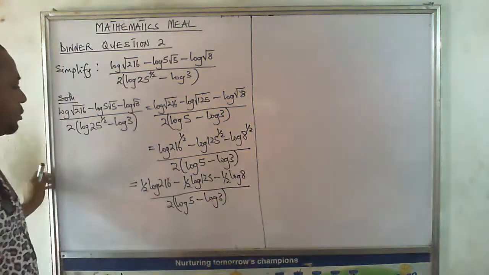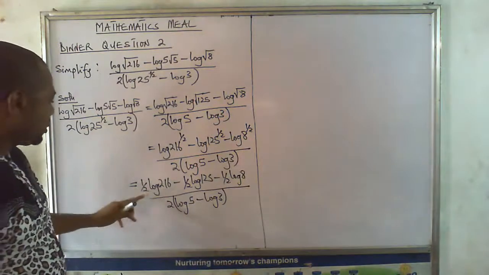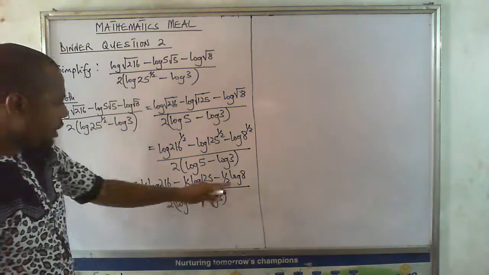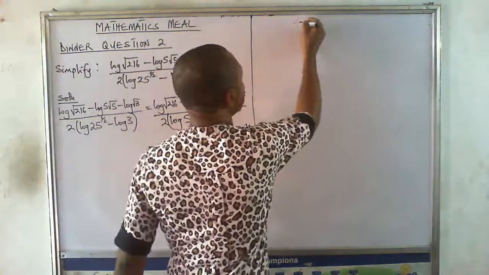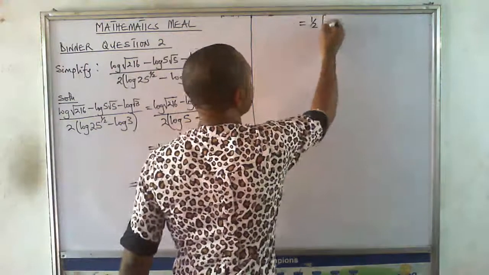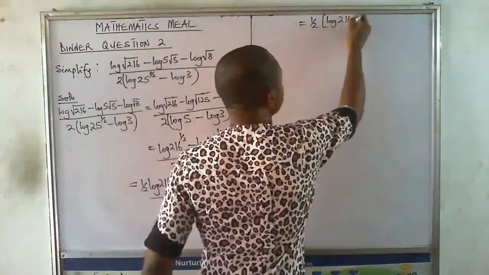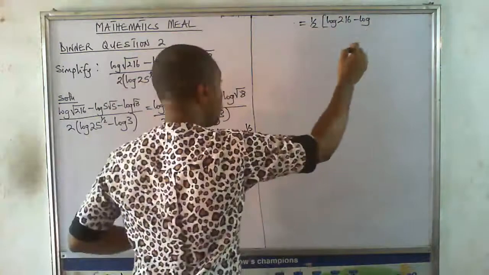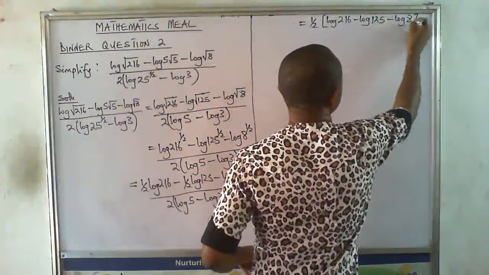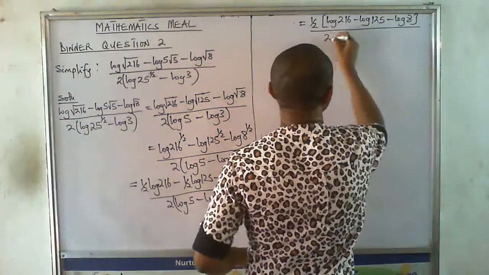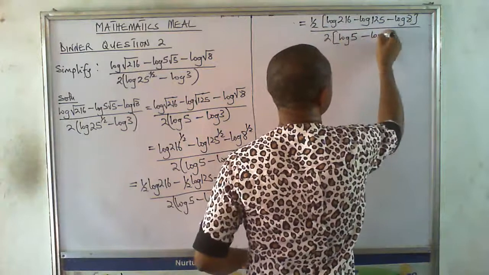Okay? Now, I can reduce this, but I have half here, I have half here, I have half here. So this half is common. So I can write this as 1 over 2 into log 216 minus log 125 minus log 8, divided by 2 log 5 minus log 3.